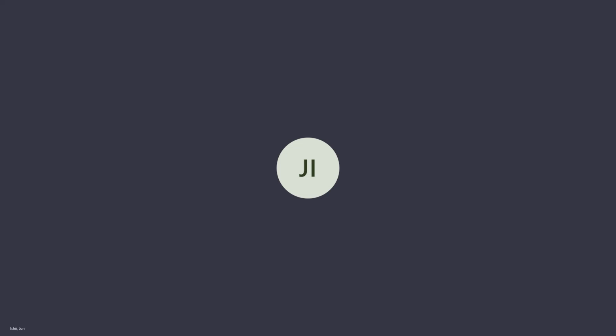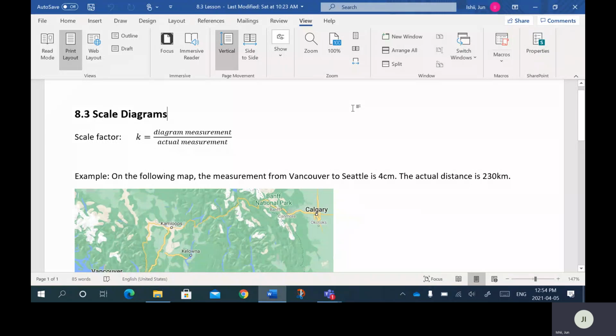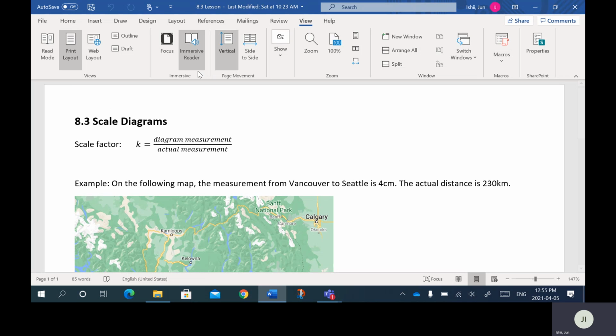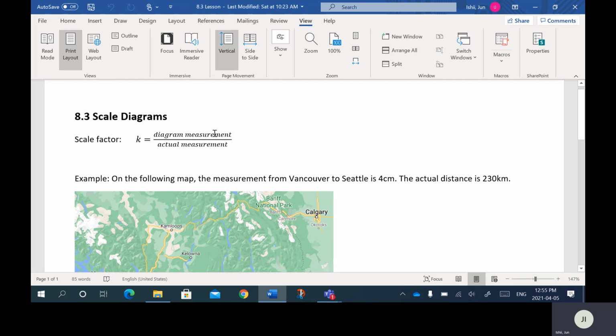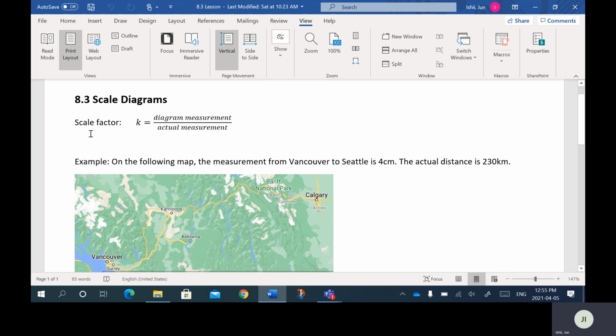All right, so the next unit is on something called proportional reasoning, and it has to do with scale diagrams and scale models. The first lesson in this unit is on scale diagrams. The key concept in this whole unit is something called the scale factor, and the variable used for the scale factor is traditionally the letter k.